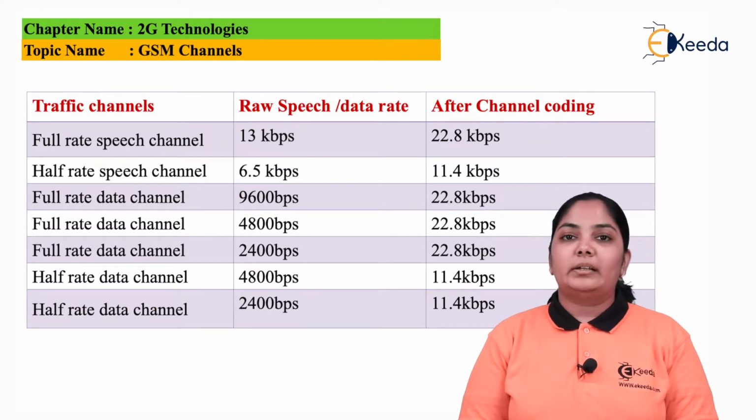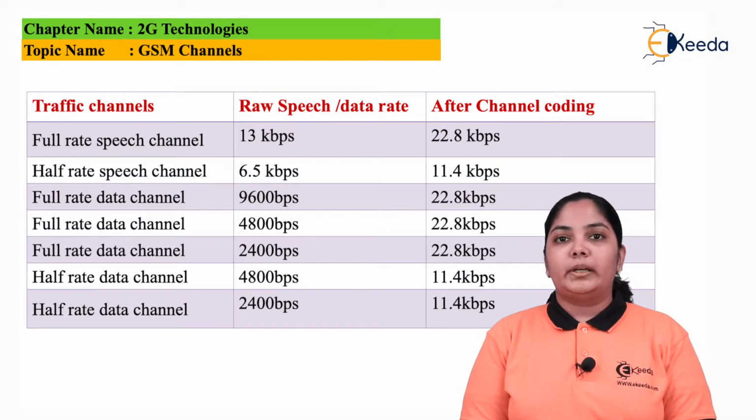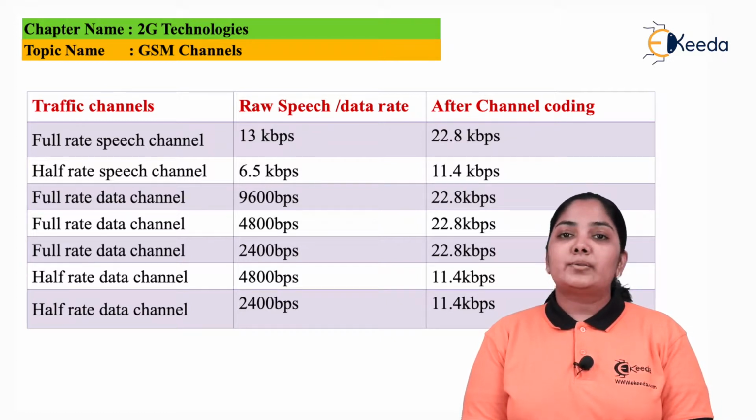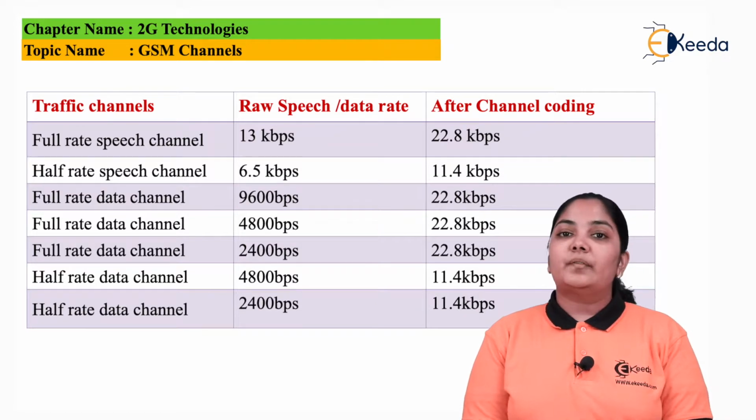The full rate data channels are of three types, where the raw user data is in the range of 9600 bits per second, 4800 bits per second, and 2400 bits per second. All this data in full rate gets converted with channel coding into 22.8 kbps and then it is transmitted. Similarly, for the half rate data channels, in which the user data is in the range of 4800 bits per second and 2400 bits per second, it is converted using channel coding into 11.4 kbps and then transmitted.